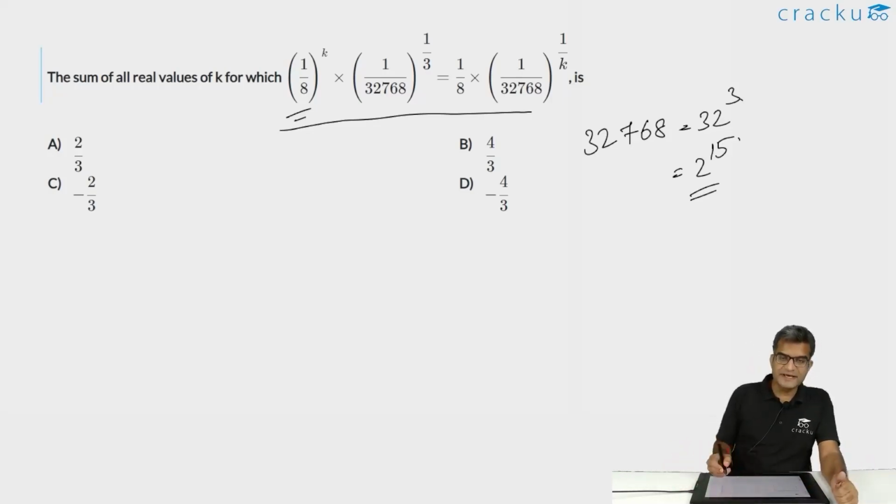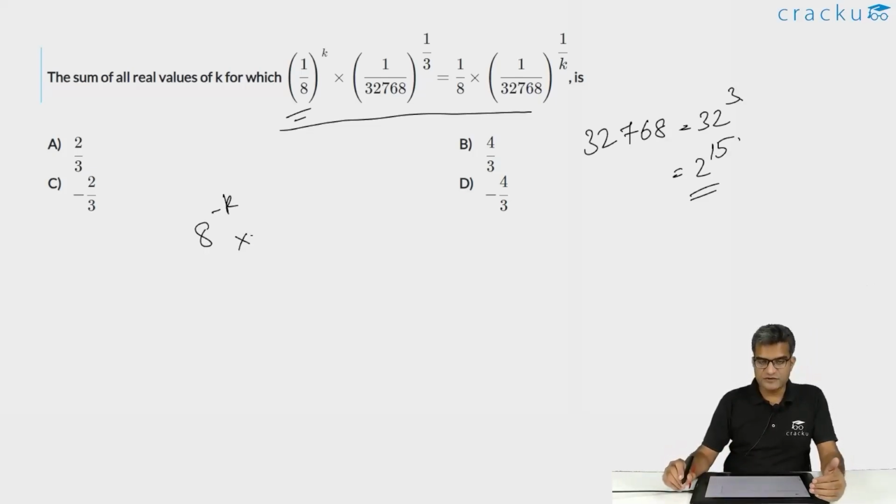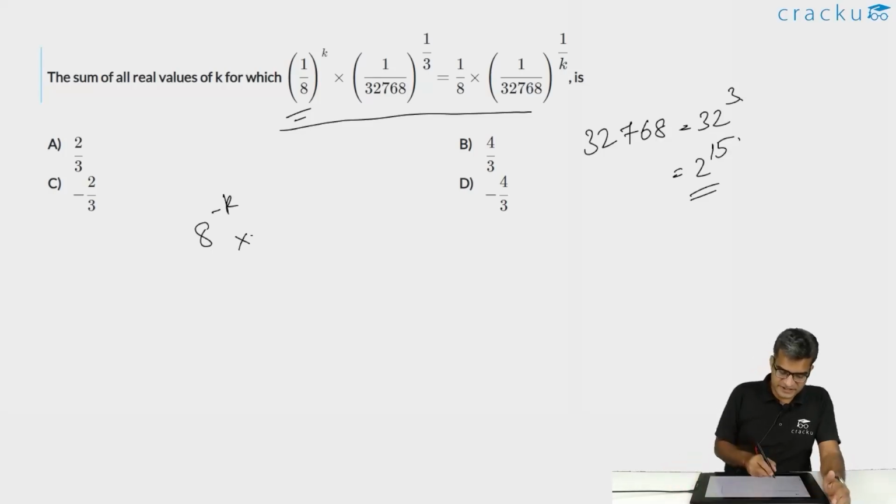So 1 by 8 to the power k is 8 to the power minus k, into 1 by 32,768 to the power 1 by 3 is 32,768 to the power minus 1 by 3, which is equal to 1 by 8, which is 8 to the power minus 1, into 32,768 to the power minus 1 by k.